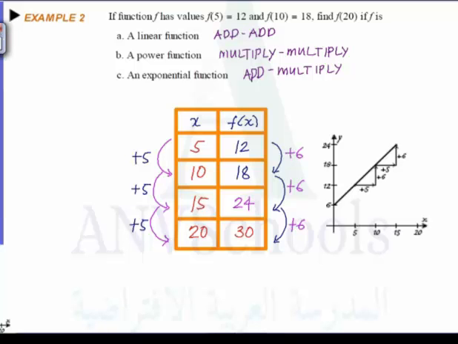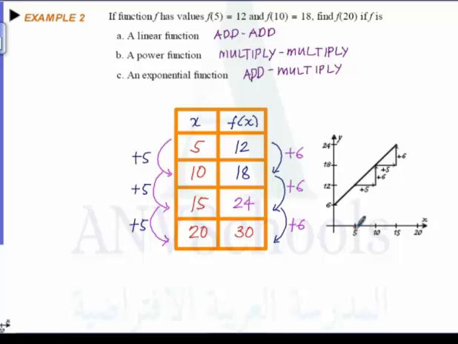we would have a graph that looks like this on the right of the given table. So at x equal to 5, our f of x is equal to 12. If our x is 10, then it's 18. If our x is 15, we have 24. And if our x is equal to 20, then f of x is equal to 30. So this will look like the image here on the right.